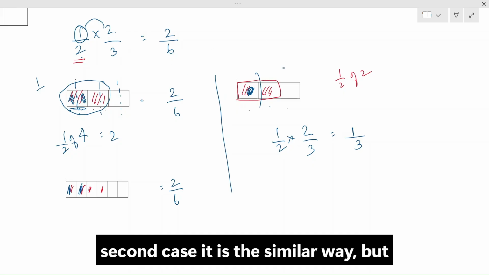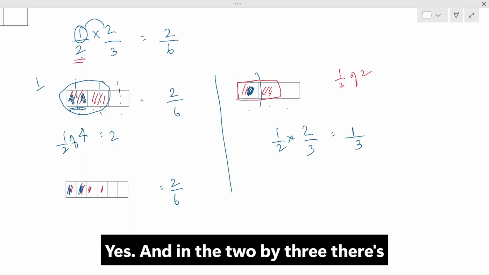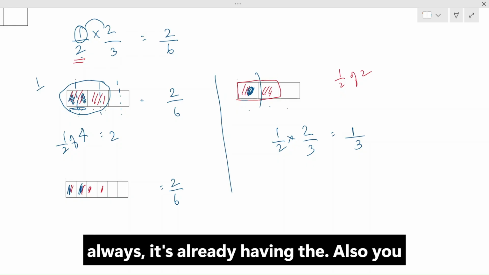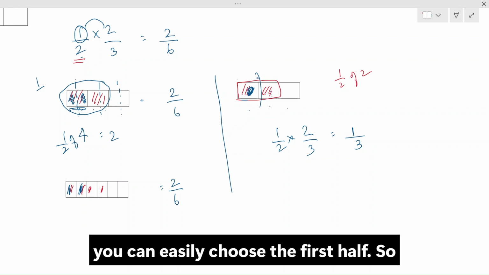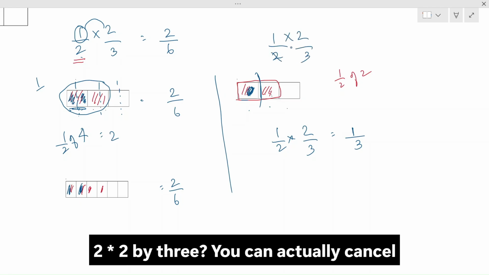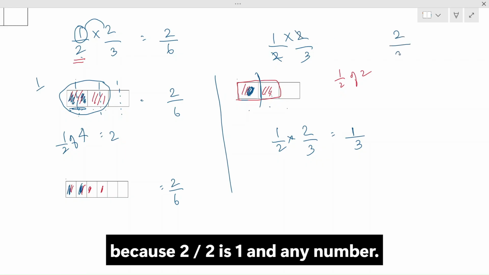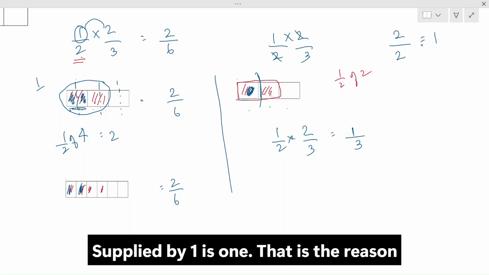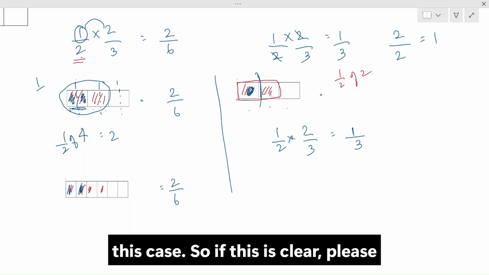So in the second case, it is a similar way, but in this case, there is 2 by 3, and in the 2 by 3, it's already having a half, so you have two halves already, and therefore you can easily choose the first half. So what does it mean? If it is 1 by 2 times 2 by 3, you can actually cancel this 2 and 2. Why we can cancel is because 2 divided by 2 is 1, and any number multiplied by 1 is itself. That is the reason we are directly getting 1 by 3 in this case.